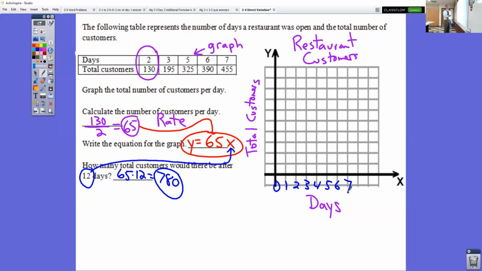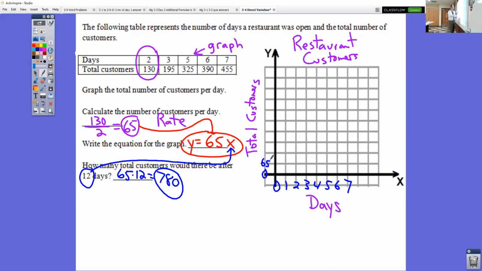Going up along the side, again, our biggest number that we're going to graph is 455. Could I count by 50s? Sure. Could I count by 100s? Sure. But make your life easy. Count by whatever the rate is. So if you just take your calculator starting at 0, keep on adding by our rate, which is 65.